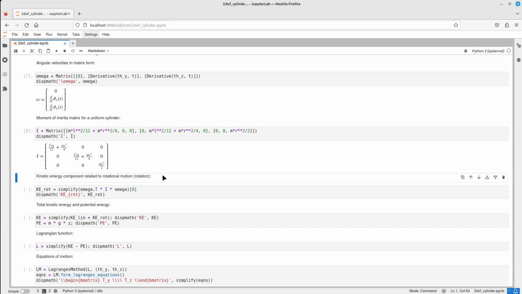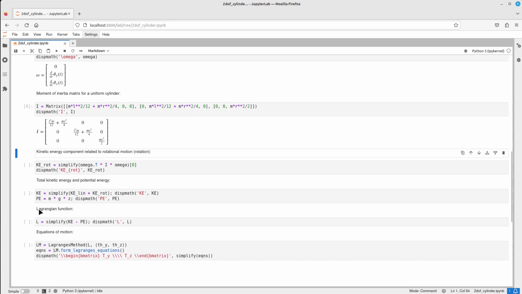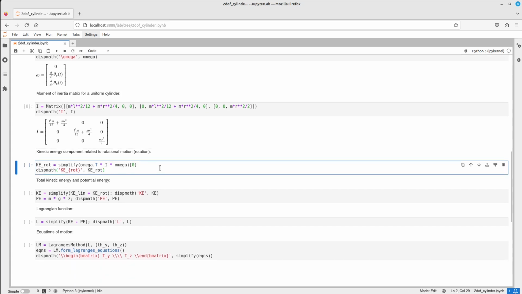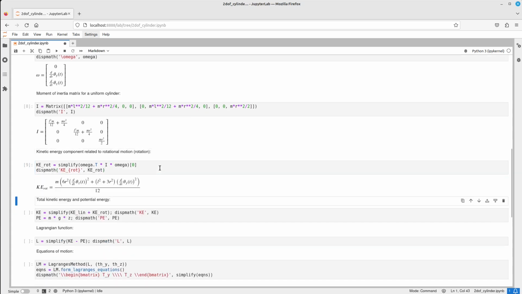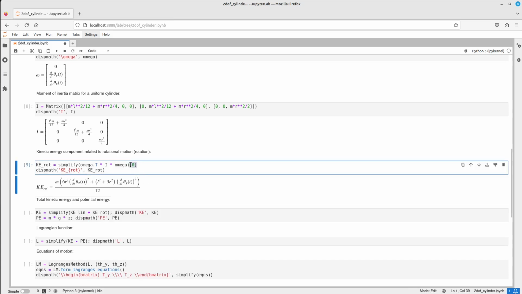So those are those moments of inertia, and in this case writing it all in matrix form may be a bit of an overkill, but in the case of a more complicated example, this is probably a better way to handle this. So let's compute the rotational component here, and at the same time we're grabbing the first and only element in this matrix.